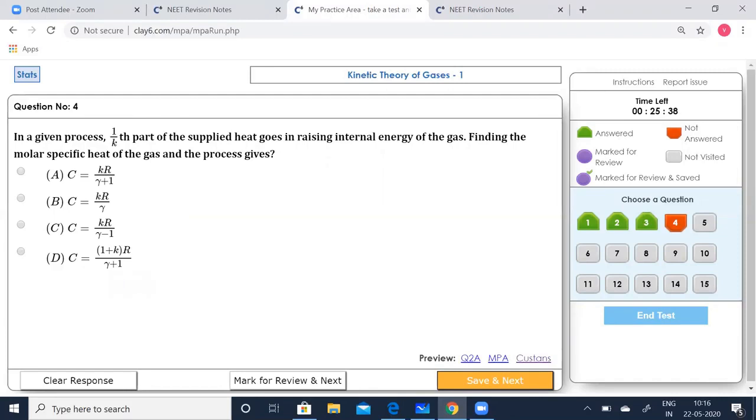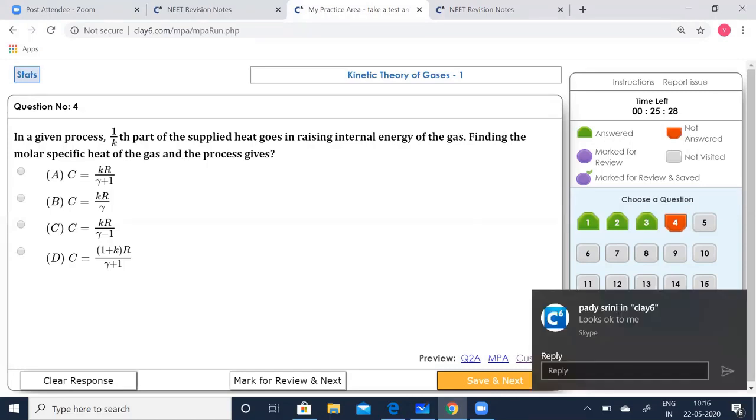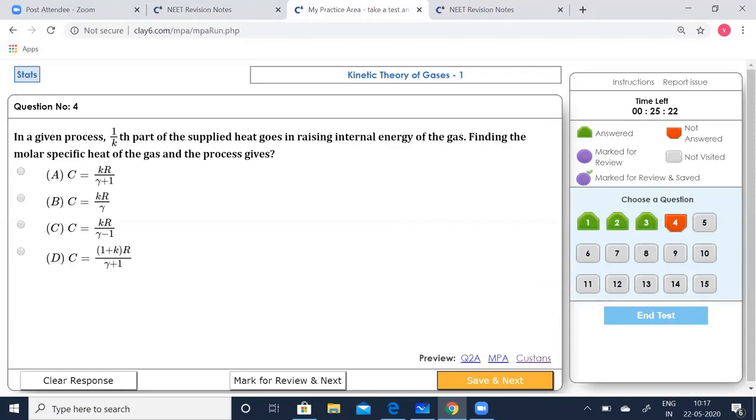In the given process, 1 by kth part of the supplied heat goes into raising the internal energy of the gas. Find the molar specific heat of the gas in the process. So let us quickly solve that.